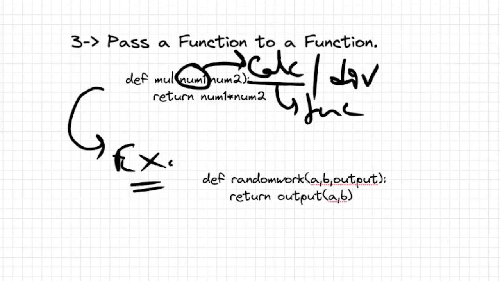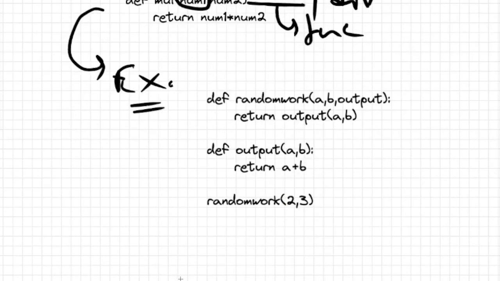Now, what is actually output? We'll also define a function called output. It takes in a comma b and returns a plus b. By calling random work with input as 2 comma 3, I pass another function called output. Now, guys, try to guess what is the output and what is the flow of the program. It's simple. We make a call to random work with input 2 comma 3, which is a and b, and another function, output, which just returns the sum of two numbers. So we also pass that as a parameter. Important to remember.